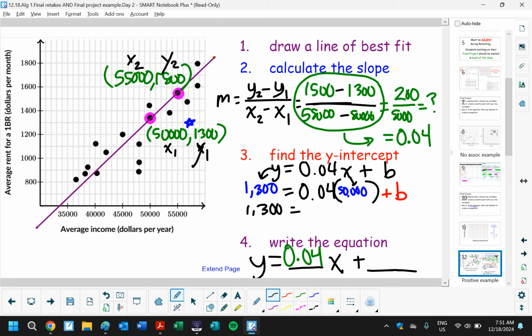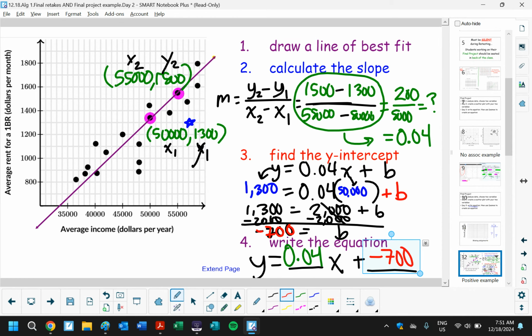4 pennies times 50,000, or 4 hundredths times 50,000, ends up being 2,000. And if I were to take away 2,000 from both sides, it ends up being a negative 700, folks. I know that's weird, but that is the prediction.